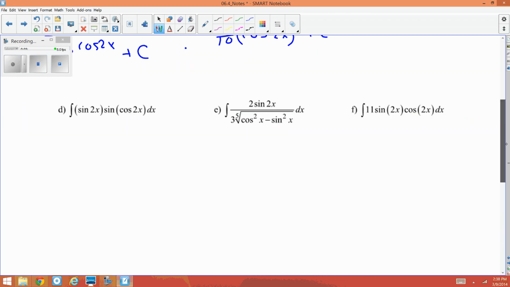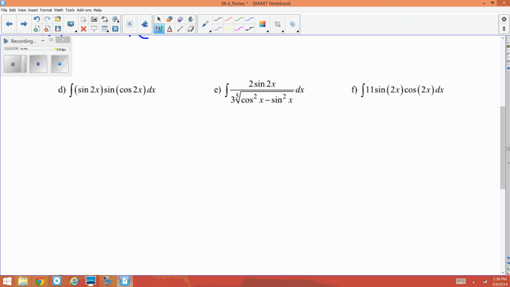Okay, moving on. We have part D here. This is getting a little more involved now. Look at this bulky function we have. No constants to worry about, but we do need to correct for the derivative here. The derivative of cosine of 2x is negative 2 sine of 2x. So we have to correct for that negative 2 by putting a negative 1/2.